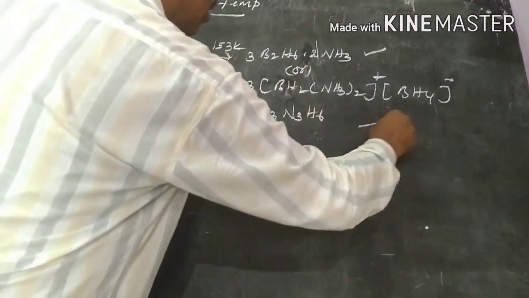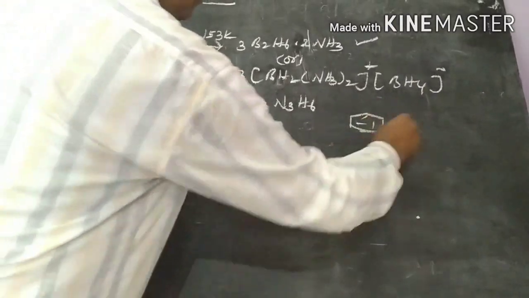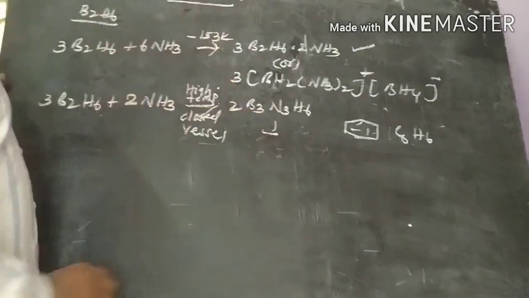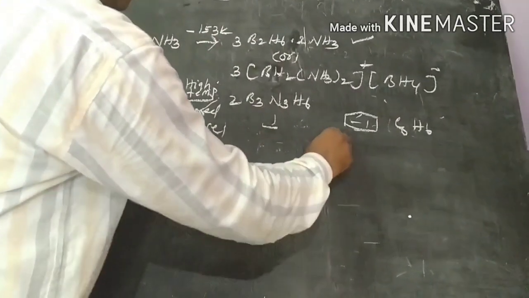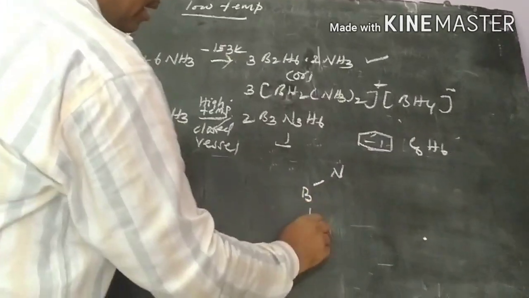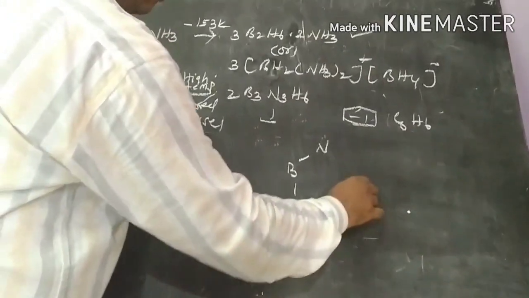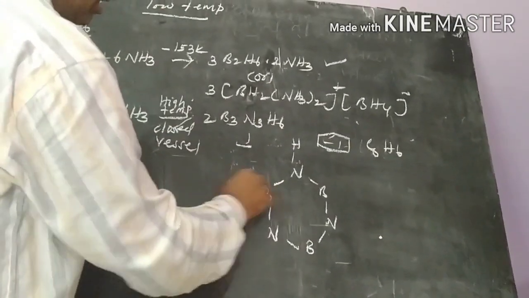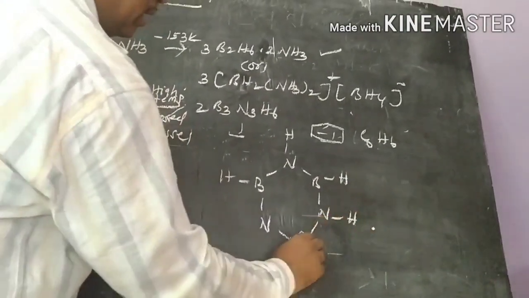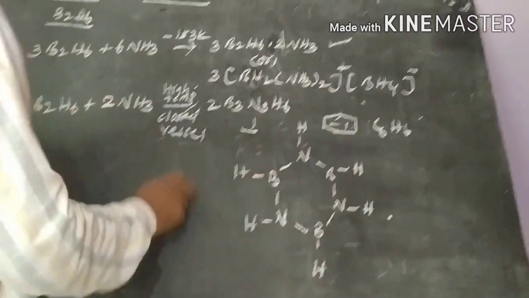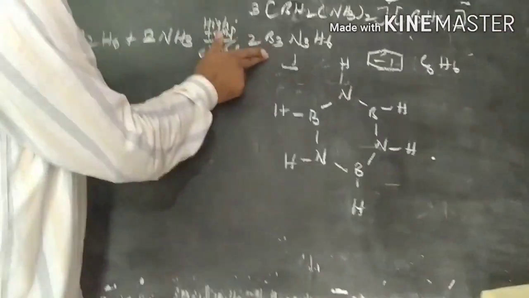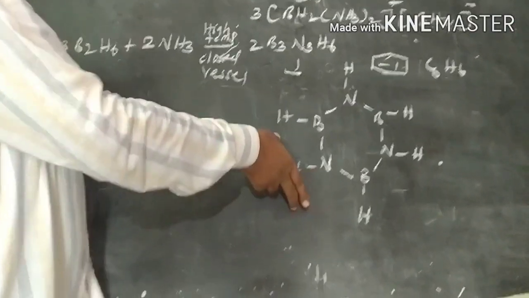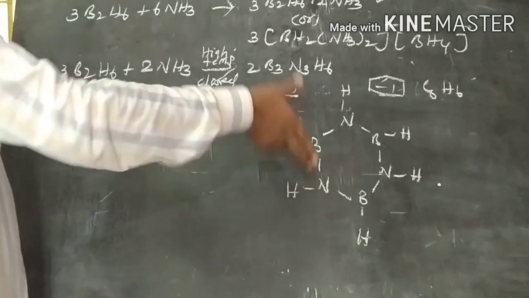Already நமக்கு தெரியும் benzene structure, formula C6H6. But that is inorganic benzene, alternating N and B with H. So B3, 1, 2, 3, B3 nitrogen 3 hydrogen 6. Okay, that is the structure of borazole or borazine or inorganic benzene.